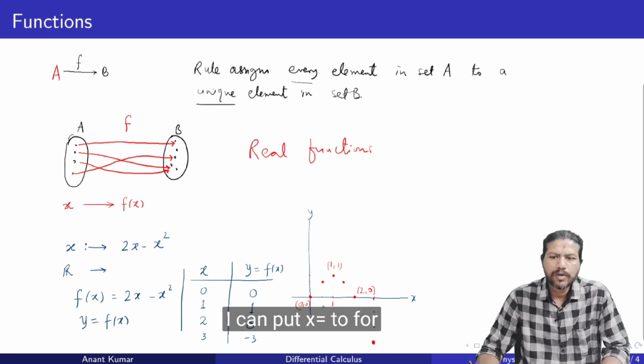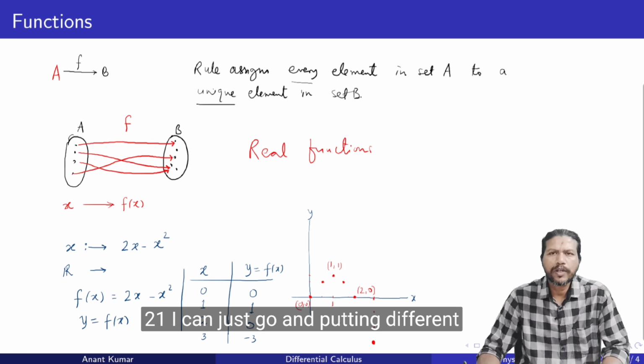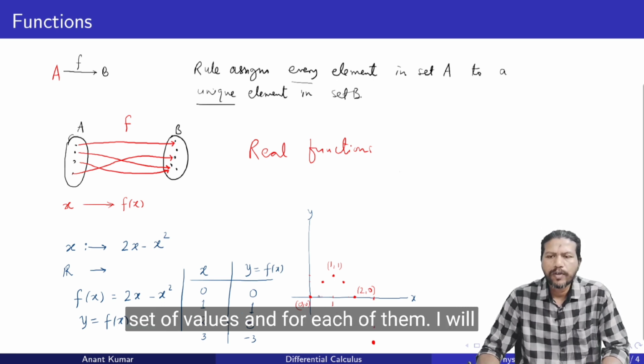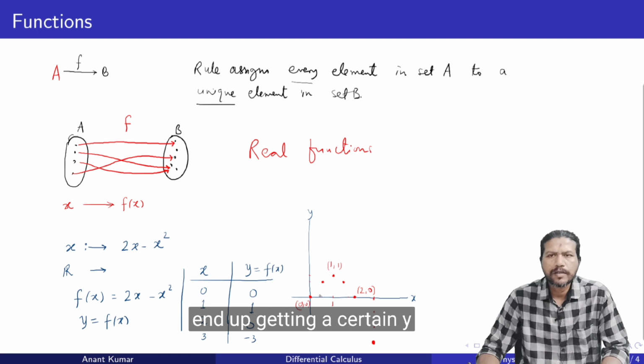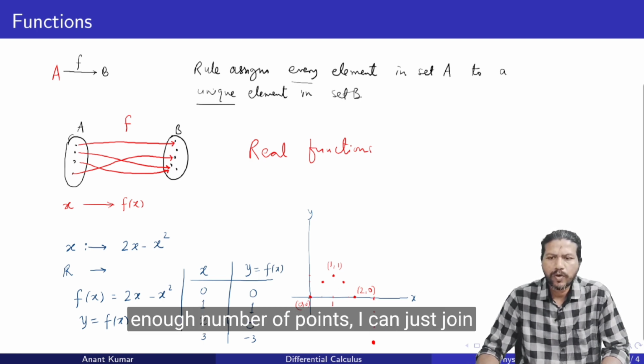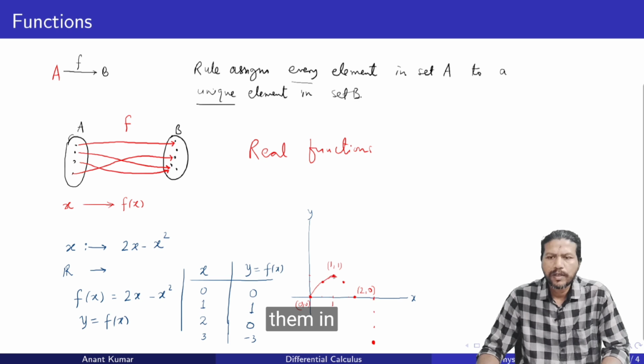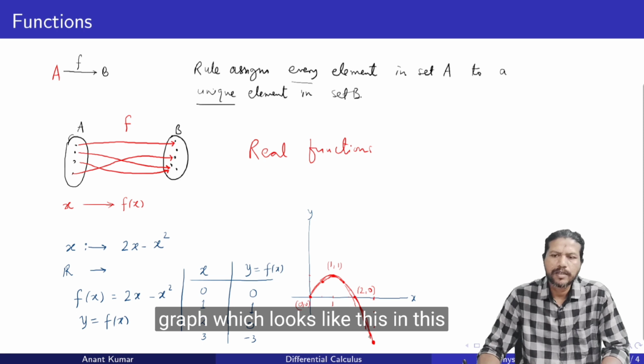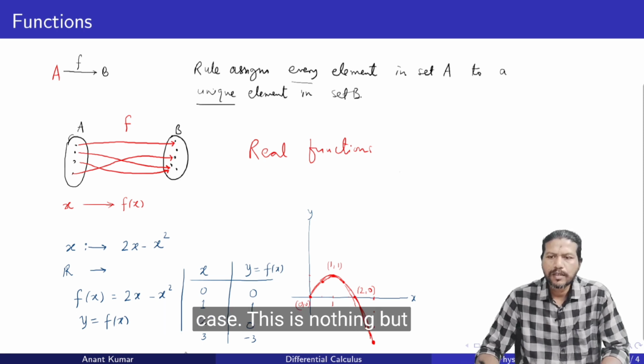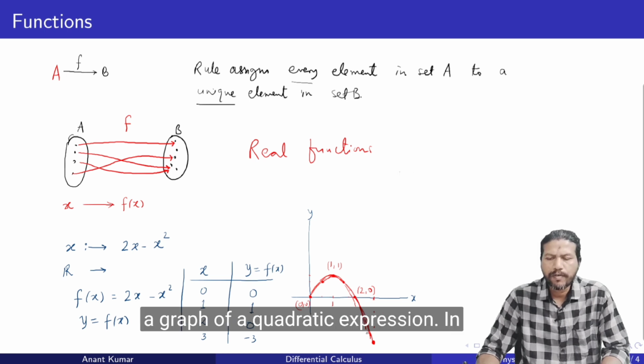I can put x equal to, for example, 2.5 or 2.1. I can just go on putting different sets of values, and for each of them I will end up getting a certain y value. So if I have enough number of points, I can just join them in a smooth manner and end up getting a graph which looks like this. This is nothing but a parabola actually. This is the graph of a quadratic expression in fact.